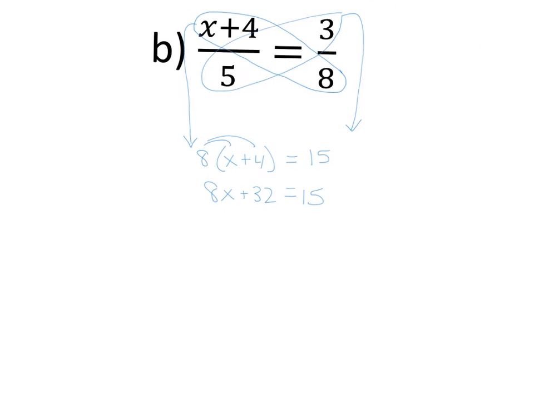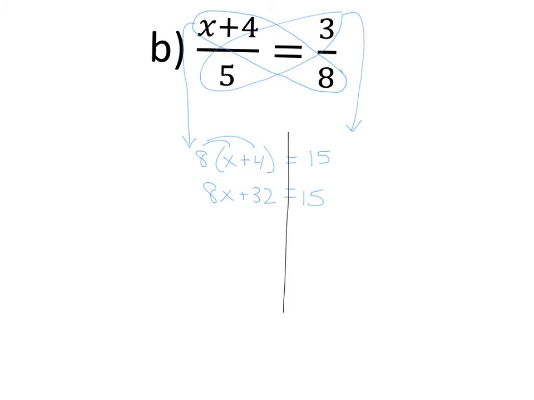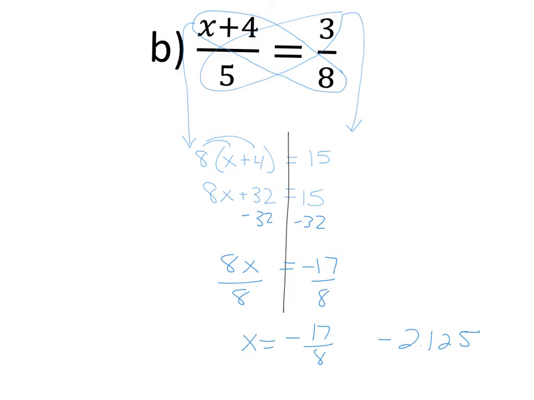Once you've cross multiplied, you are now going to just solve your equation. If you need to draw your wall, draw your wall. Subtract the 32 from both sides. So I get 8x equals negative 17. And then I'm going to divide both sides by 8. So x equals, now you can leave it as negative 17/8, or you can divide it out and get negative 2.125. Either one of those would get you full credit.